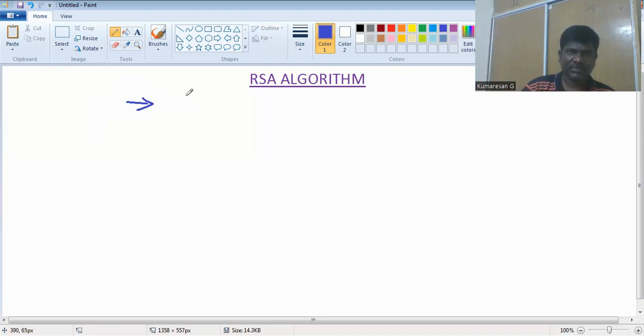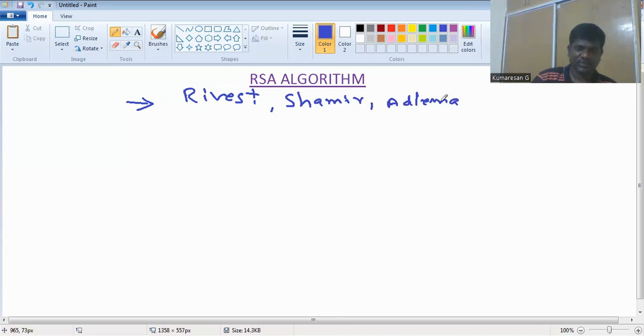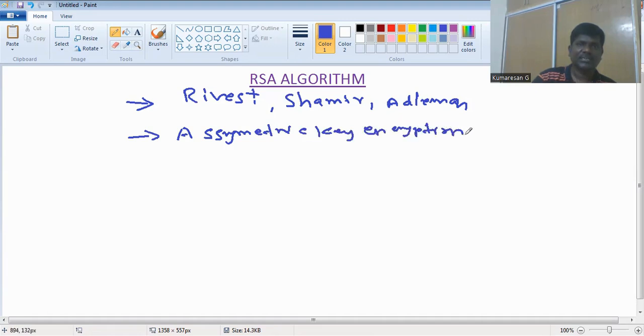There are three scientists involved: Rivest, Shamir, and Adleman. So this is the shortest acronym for the RSA algorithm. This RSA algorithm is an asymmetric key encryption algorithm.